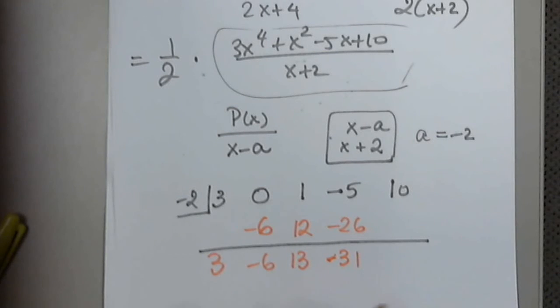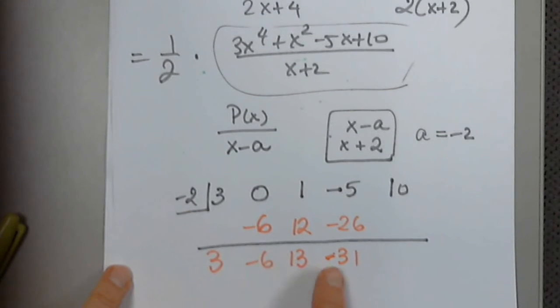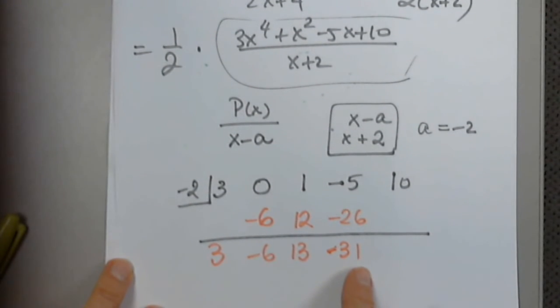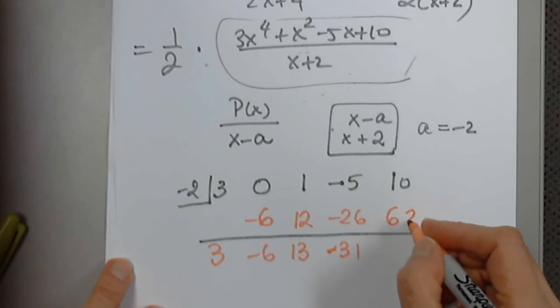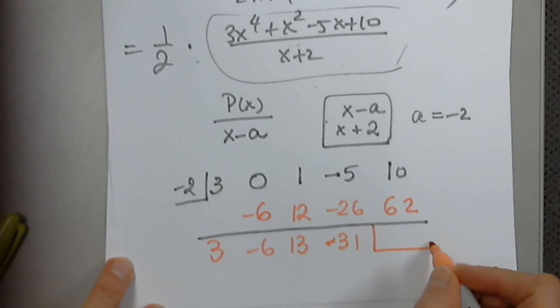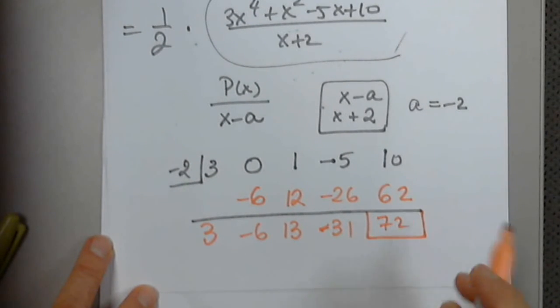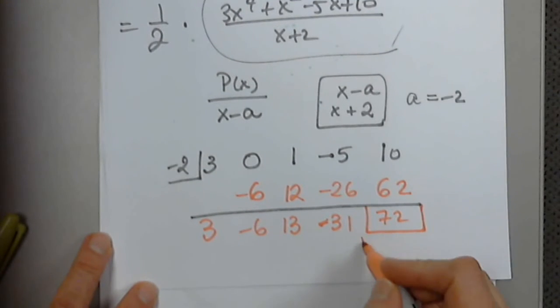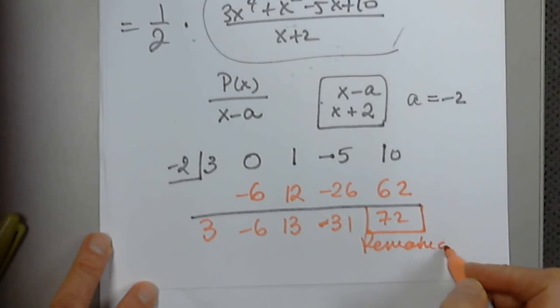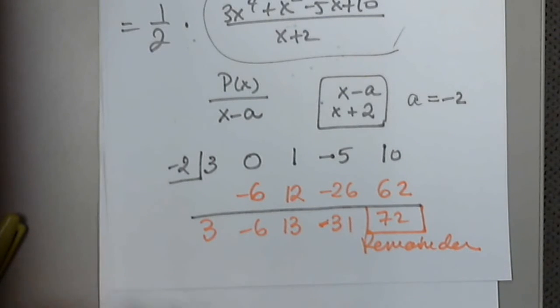Very good, -31. Final step, -2 times -31. I will put this in a box. What is this? And how much? Very good. What will this represent? Awesome. This will be the remainder.